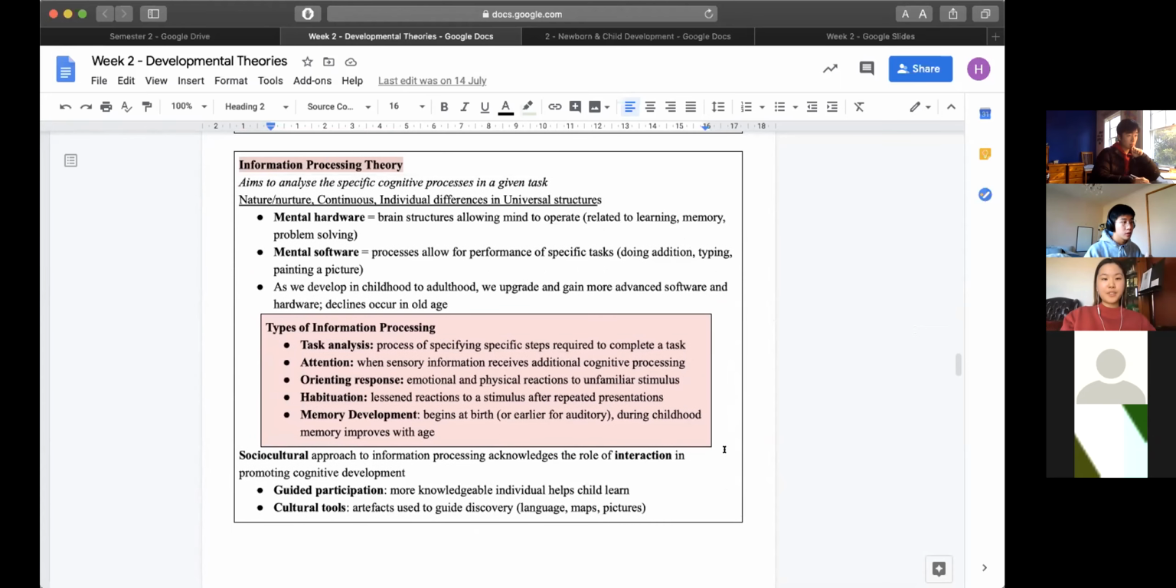And then we have the information processing theory. Basically, it's just analyzing the specific cognitive processes when you get given a task. So how do we actually go about doing something? And basically the theory is that as we develop, we upgrade our brain, and we gain more and more advanced software and hardware, and that declines in old age.